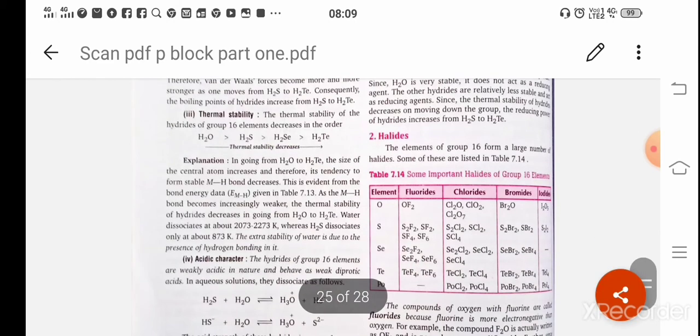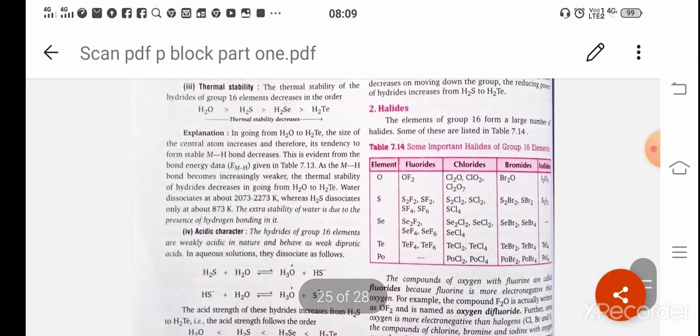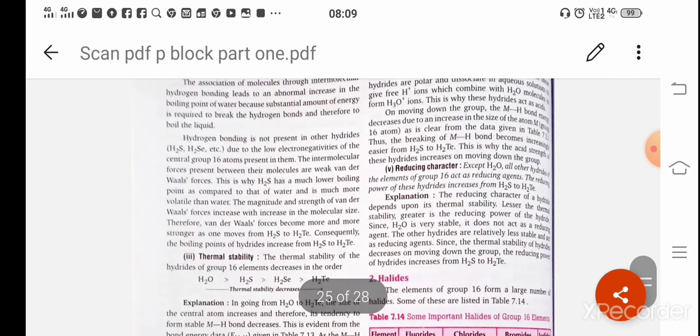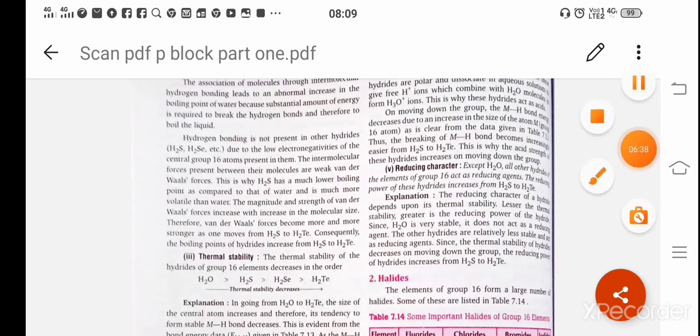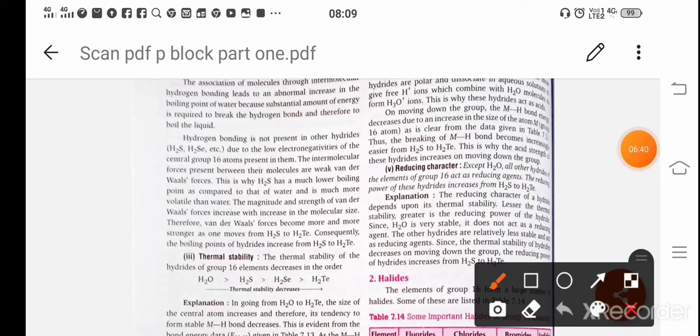Acidic character of the hydrides down the group increases due to increase in size. The release of H plus ions becomes very easy. Reducing character of all the hydrides down the group increases due to increase in size as bond enthalpy decreases.